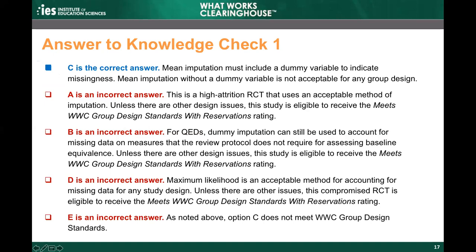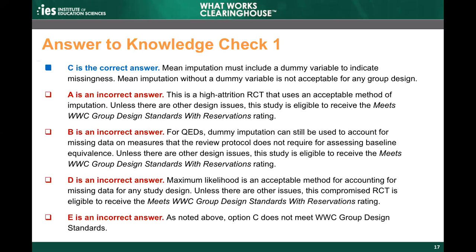Okay, so we do have the table in there because, again, as I mentioned before, the table is something that could very well be used to help you go through these different scenarios. In this case, as most people noted, C is the correct answer here. Mean imputation must include a dummy variable to indicate missingness. So on its own, mean imputation is not going to meet standards. Just to highlight the other responses, in A, we had a high attrition RCT that uses an acceptable method of imputation. So unless there are other design issues here, the study would have the potential to meet WWC group design standards with reservations.